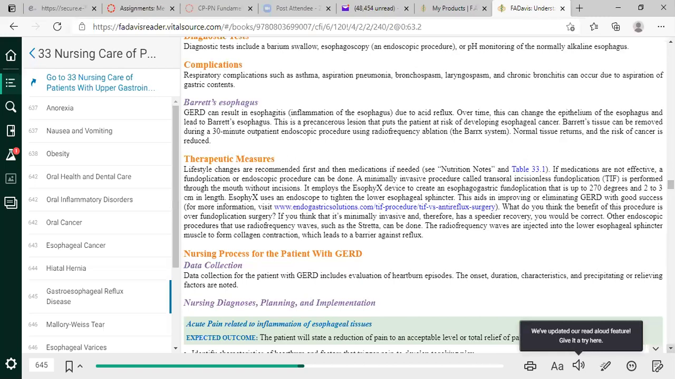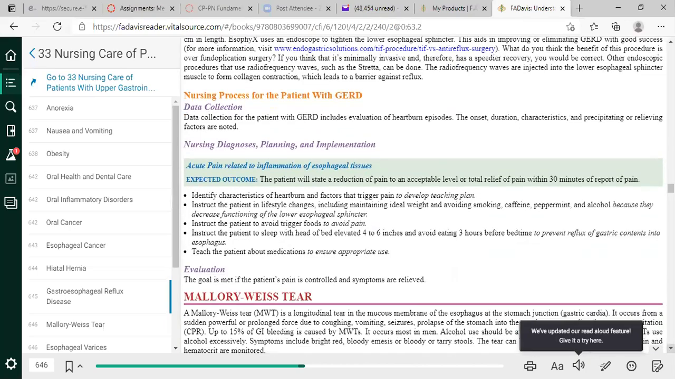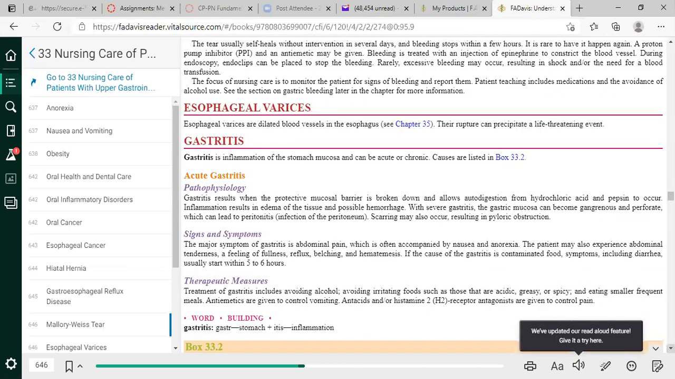We're going to go to esophageal varices. Esophageal varices is a medical emergency. Esophageal varices are dilated blood vessels in the esophagus. Their rupture can precipitate a life-threatening emergency. So you have dilated blood vessels that can possibly rupture, and if they rupture, the patient can potentially bleed out. So it's definitely a medical emergency.